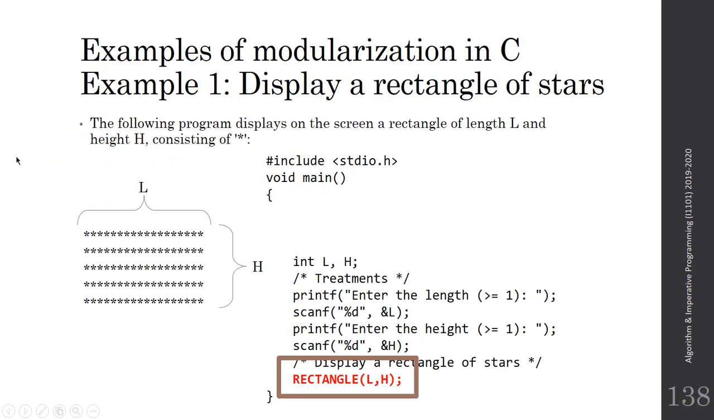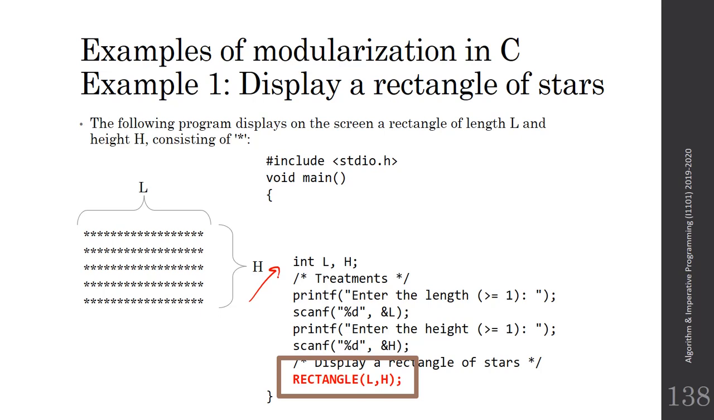So let's take an example and see the advantages and how we can think about using functions and decomposing a problem into a set of functions. The problem here is that I want to display a rectangle of stars. We have H lines and L is the number of stars per row. If I want to write it normally, I need to define two variables, L and H, enter the length and the height, and then use two for loops to do this.